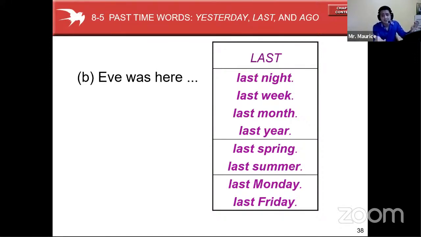Do you see this option? So we have more of them. Last spring, I'm sorry, la primavera pasada. Last summer, el verano pasado. We have more options. Last Monday, last Friday. We can include last year, last Christmas, and so on. This is the word last.